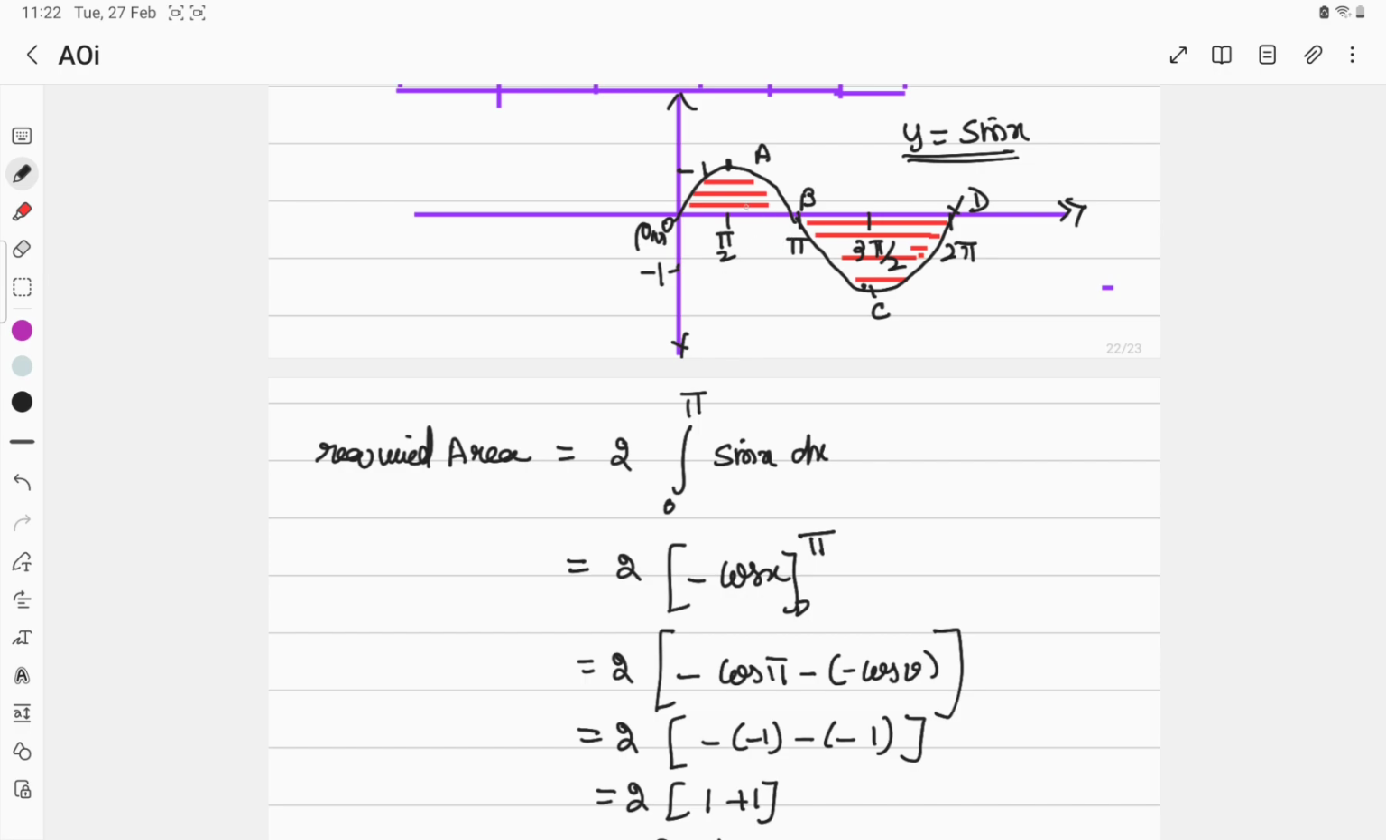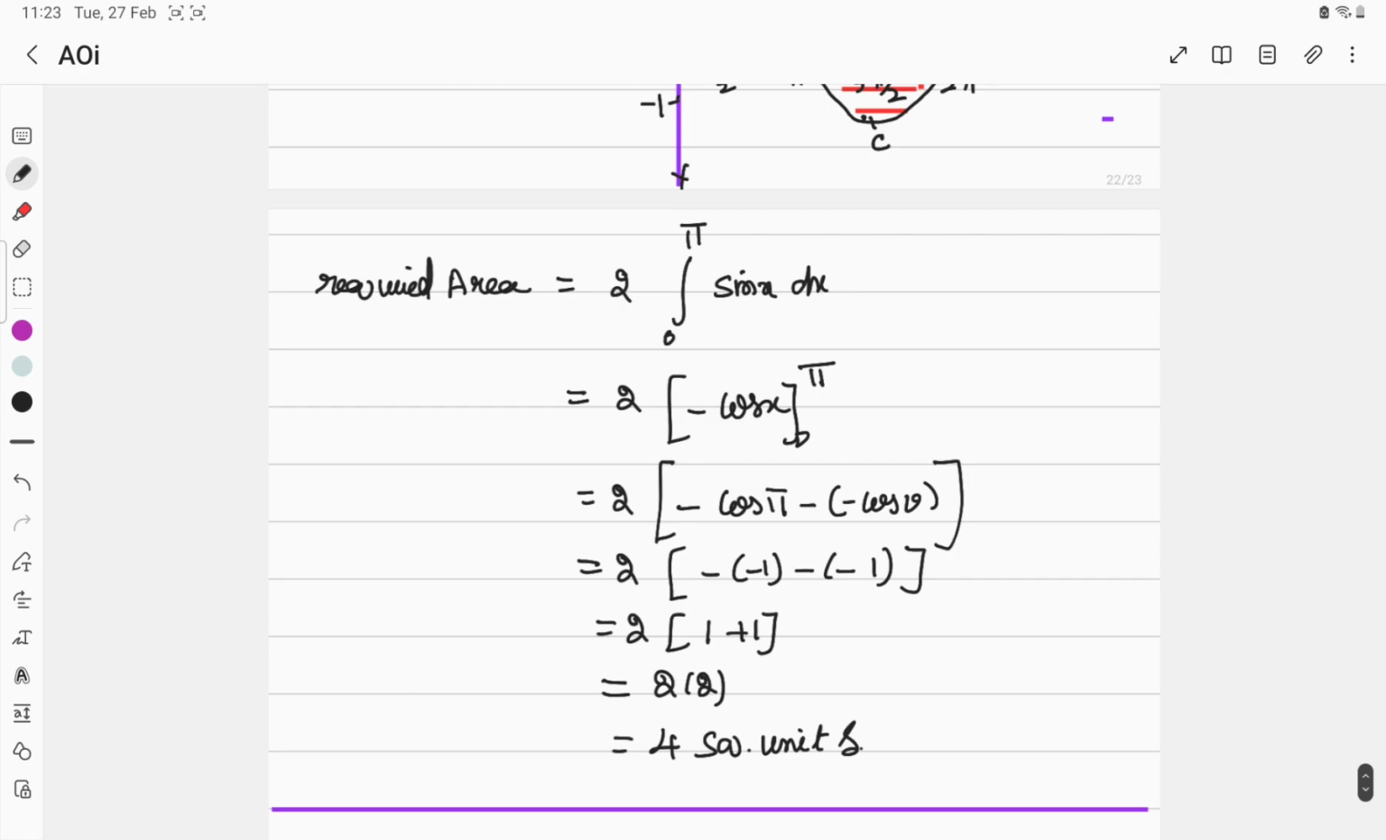So both are the same, so 2 times the integral from 0 to pi of sin x dx. Sin pi is 0, sin 2 pi is 0. So OABO is equivalent to BDCB. So 2 times the integral from 0 to pi of sin x. The integral of sin x is equal to minus cos x.